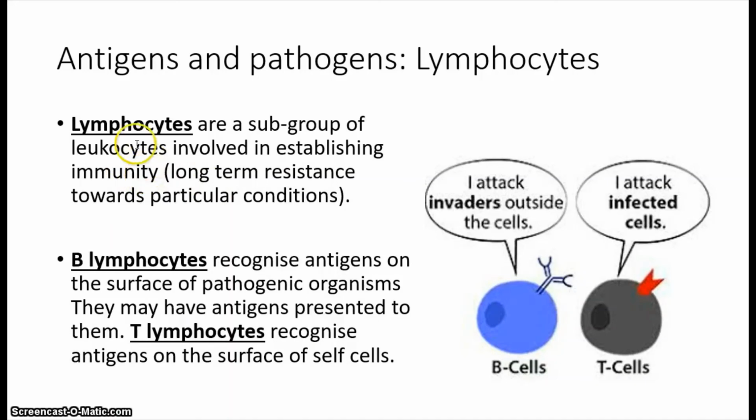Some examples of lymphocytes that we have in our bodies, the two different types of lymphocytes that we'll be looking at, are our B and our T lymphocytes. So to start with our B lymphocytes, these recognize the antigens that are on the surface of our pathogenic organisms.